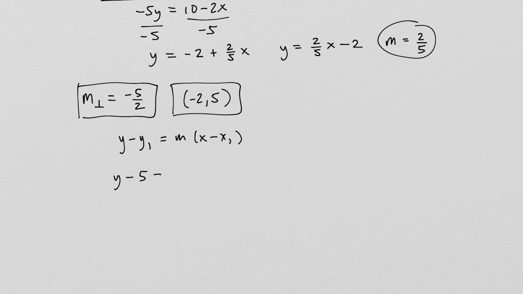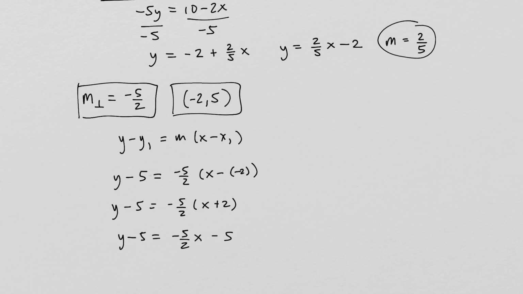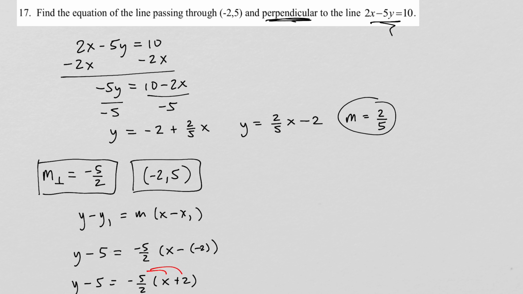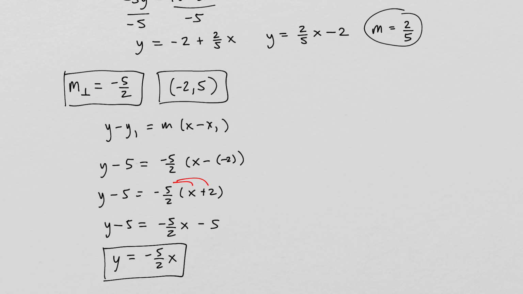So we have y minus 5 equals -5/2 times x minus -2. This is y minus 5 equals -5/2 times x plus 2, or y minus 5 equals -5/2 x minus 5. That's what you get when you distribute here. And finally, if I add 5 to both sides, I get y equals -5/2 x, because when I add 5 to both sides, it cancels out. So that is the equation of the line that is perpendicular to this other line and passes through the point (-2, 5).